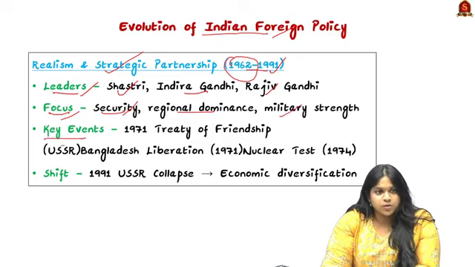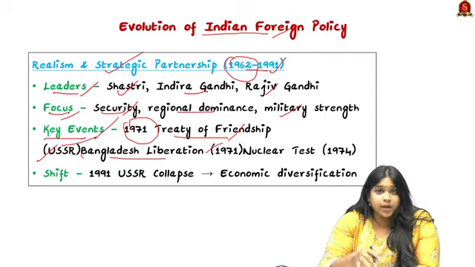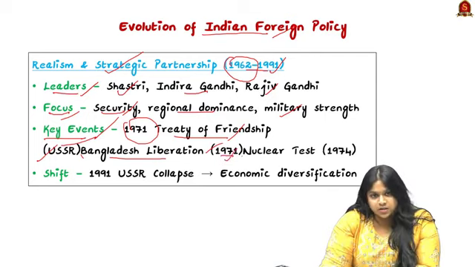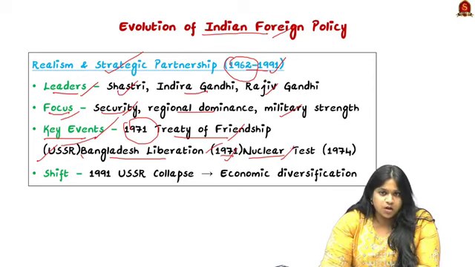So here it included key events such as the Treaty of Friendship signed between India and the USSR in 1971, and next the Bangladesh Liberation Movement, where India played a key role in 1971, and India conducted its first nuclear test, Pokhran, in 1974. So these events all enhanced security, regional dominance as well as military strength.